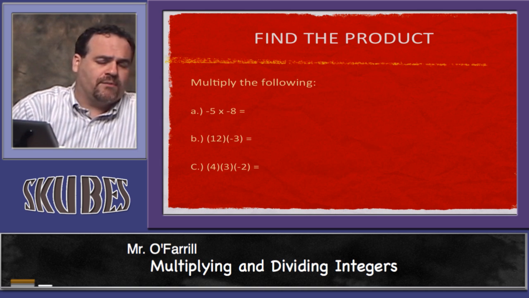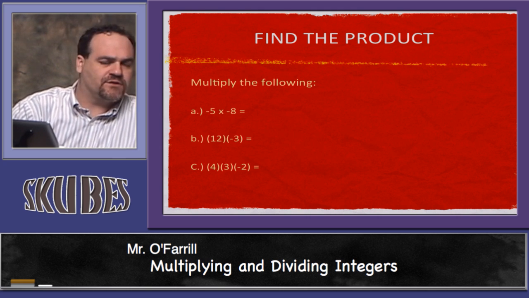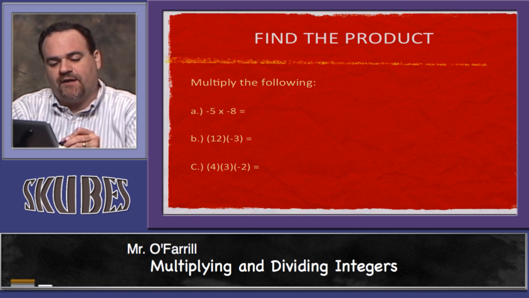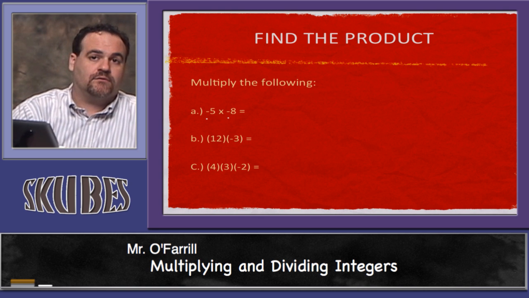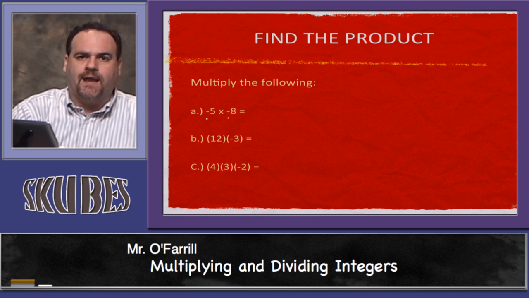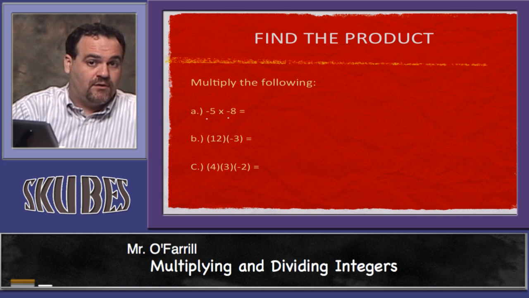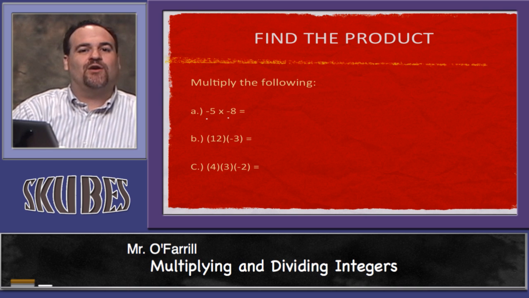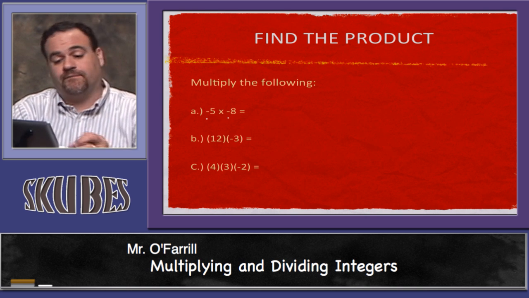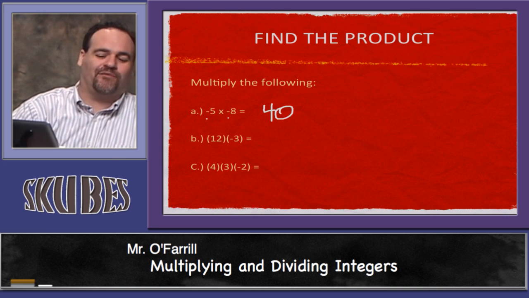And when you're working a problem like this, I always like to get that whole part about what sign the answer is going to be out of the way first. We have a negative 5 and a negative 8. They're both negative, they're the same, and anytime the two signs are the same, the answer is going to be positive. Now that we've established the answer is positive, we can just multiply them together. What's 5 times 8? 40. What kind of 40? Well, we already said it's a positive 40.